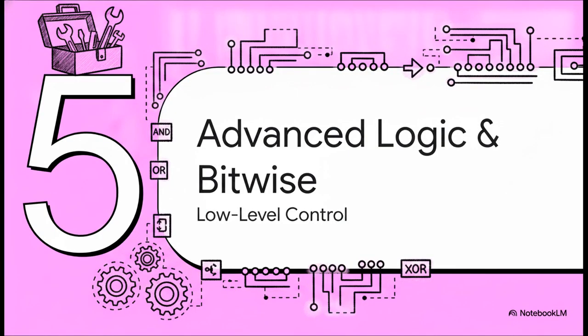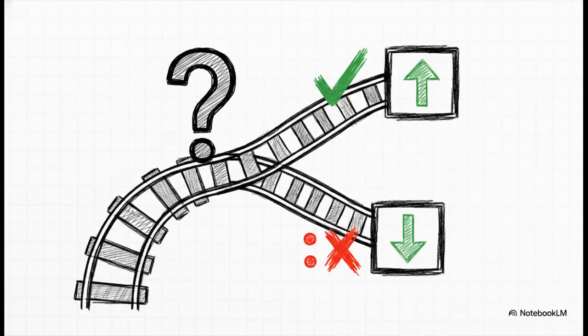Finally, Section 5, Advanced Logic and Bitwise Operations for that low-level control. First up in our advanced toolkit is the conditional operator. Think of this as a highly compact decision maker that basically condenses an entire if-else block into a single line of code. It looks at the first expression. If expression 1 is true, it evaluates and returns expression 2. If it's false, it just skips right to expression 3.